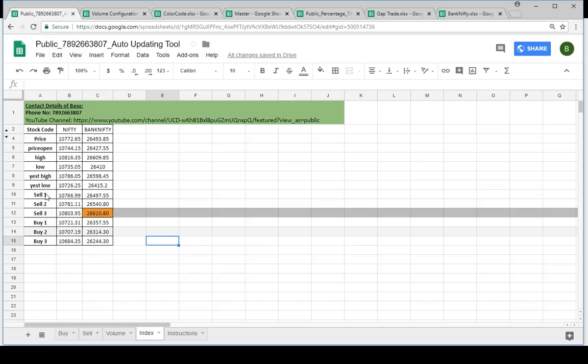The third point is the index tab. Whenever this cell becomes orange, you need to short it from there. Whenever these three rows become green, you need to buy from there. By doing this, there is a high possibility of you being in the trend throughout the trend, and you can get a maximum profit out of it.